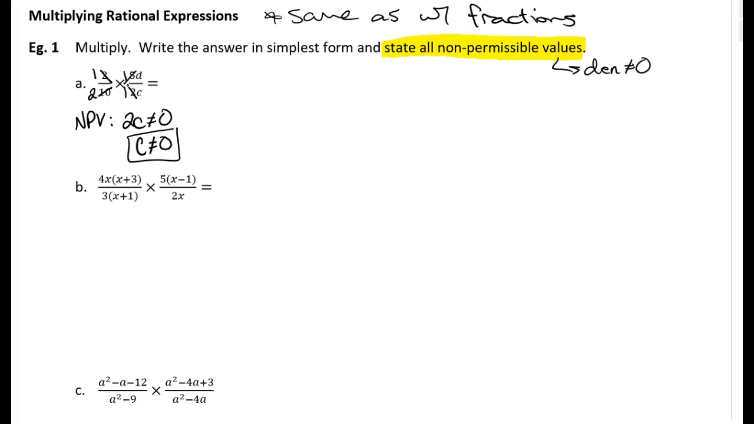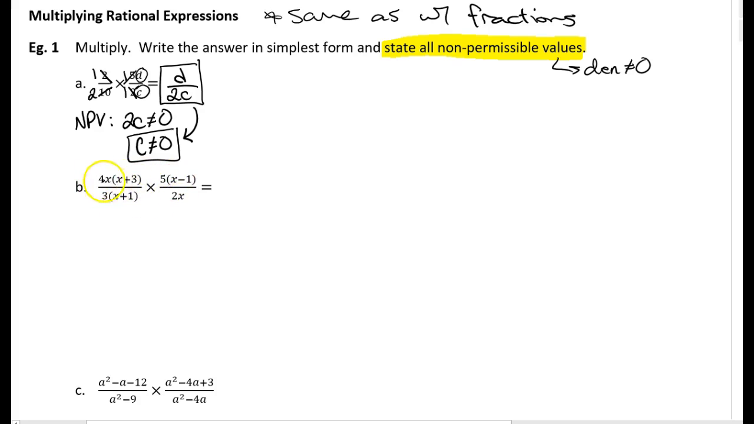By simplifying this here, now I've got my most reduced fractions. And when I go to multiply, it's going to be a little bit easier. So 1 times 1 is 1, so I'm just left with d in the numerator. And I've got 2 times 1, which is 2, and I'm left with c here. And so that would be my answer with my non-permissible value.